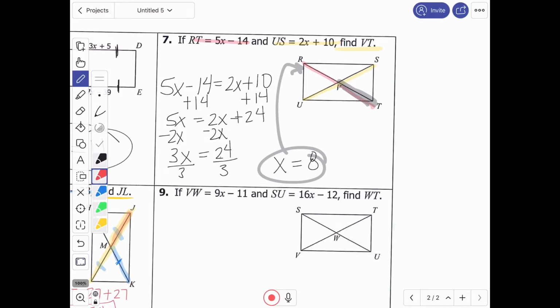So I'm going to take 5 times 8 minus 14, and that equals 26. So this whole diagonal is 26 inches, feet, whatever unit you want it to be. So if I only want half of that, I have to take 26 divided by 2 to get VT, which is 13.